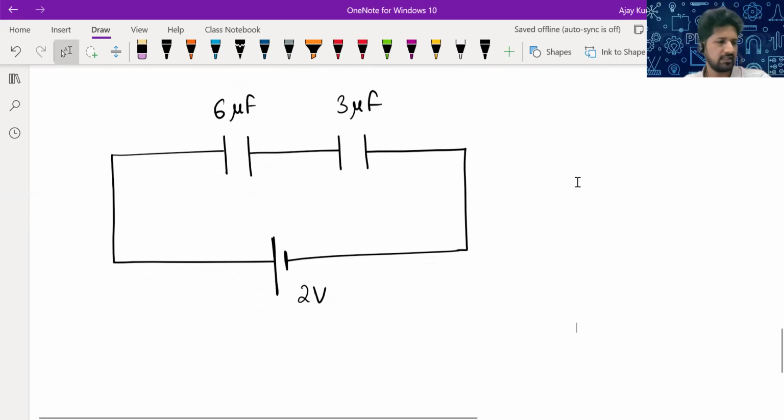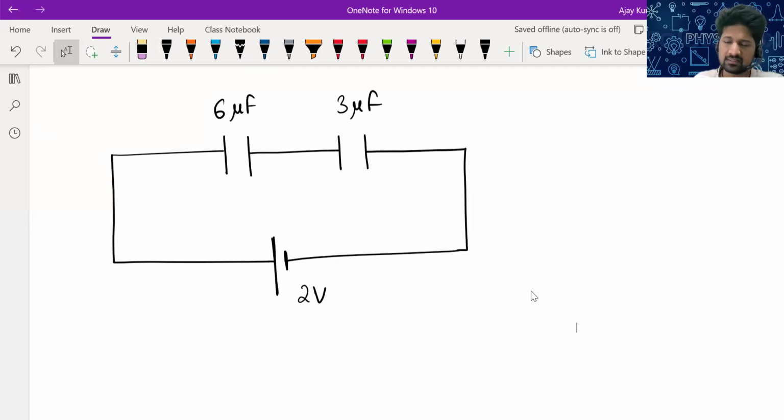Can any of you tell this directly without using pen and paper? Simple, 2 capacitors in series, voltage is given to you. Charge and energy stored in each capacitor. Okay. Practice more questions. It's quite easy actually.